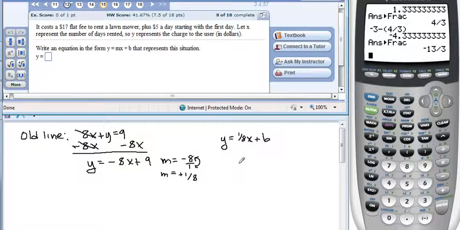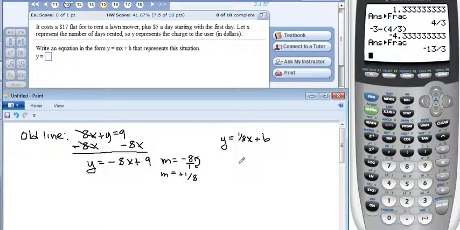Okay, so maybe we should do some word problems together. We've only got 18 points, so we've only got 4 here. So I'll do a few of these, and then we'll be done. Okay, it costs $17 flat fee to rent a lawnmower, plus $5 a day starting with the first day. Let X represent the number of days so that Y represents the charge.